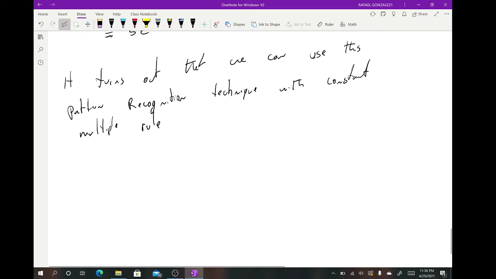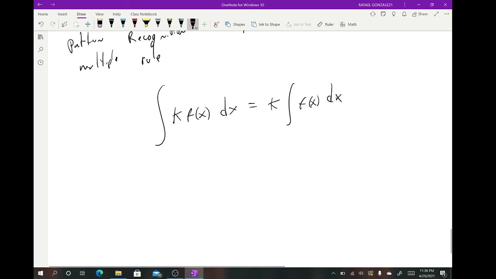So what does that mean? That means, remember the constant multiple rule said that if you have a constant times f of x dx, that was equal to the constant times the integral of f of x dx. So we can actually use this in our problems.